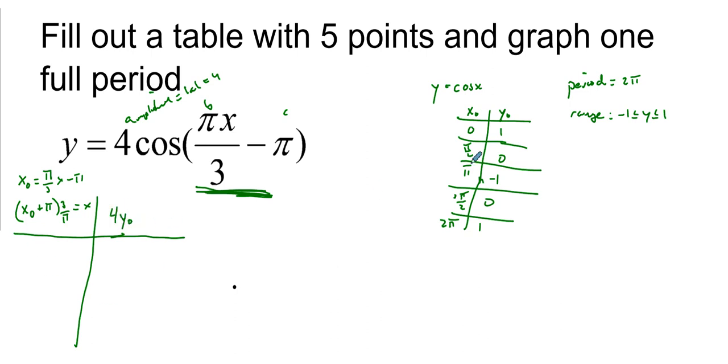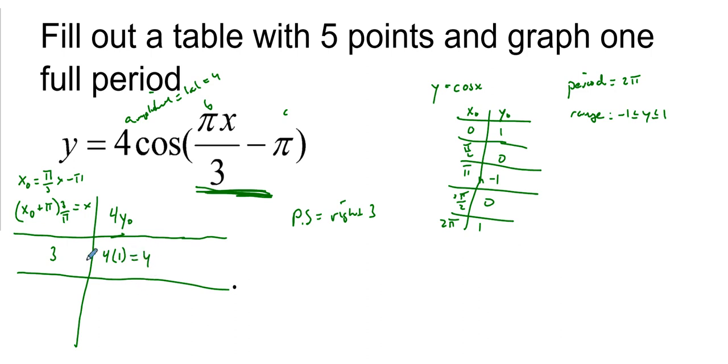And so we've plugged in 0 in here. Well, 0 plus pi is pi. Pi times 3 over pi is going to give us 3. And so we know we have some sort of shift, a phase shift to the right 3 units. This function has been shifted to the right 3 units because it started at 0, but now it's 3 units to the right. We can then find our y value starting point by taking 4 times 1, and that equals 4.